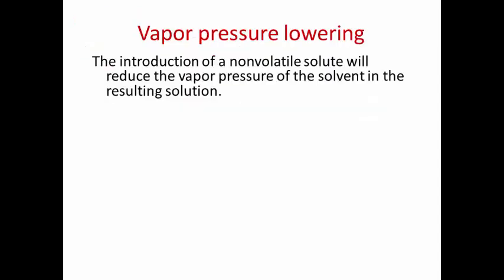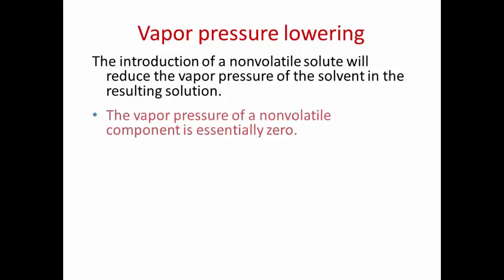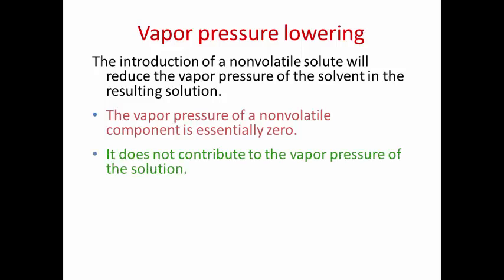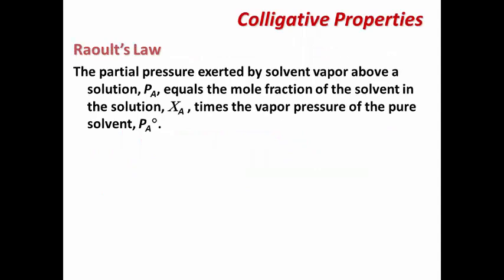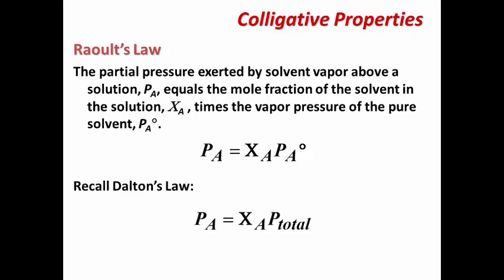The introduction of a non-volatile solute will reduce the vapor pressure of the solvent in the resulting solution. The vapor pressure of the non-volatile component is essentially 0, and that's how we treat it. It does not contribute to the vapor pressure of the solution. However, the solution's vapor pressure is dependent on the solute's mole fraction. We already looked at some of these questions earlier with Raoult's law, where the partial pressure exerted by solvent vapor above a solution equals the mole fraction of the solvent times the vapor pressure of the pure solvent. We already looked at this in the gases chapter, right? We looked at it in reference to Dalton's law. It's the same idea.